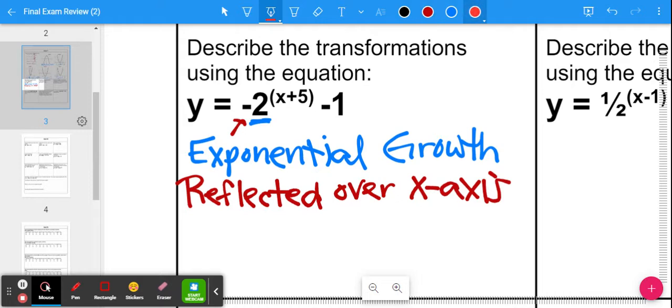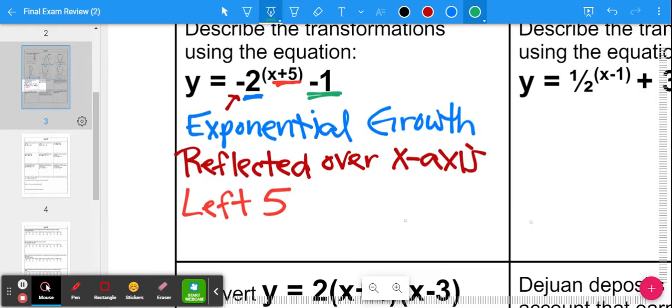Moving from left to right through the equation, the exponent with your x variable inside the parentheses is a +5. Remember, we change our thinking inside, so that +5 actually tells us it's moved left 5. Input values are your x's, which move it left and right. Then we have our output change. Outside the parentheses, we have a -1. So this is down 1 because we don't change outside. Those are the 4 transformations happening to that one exponential growth function.